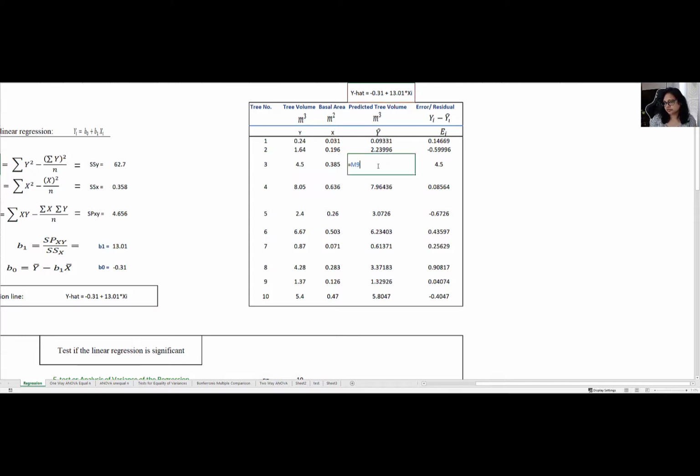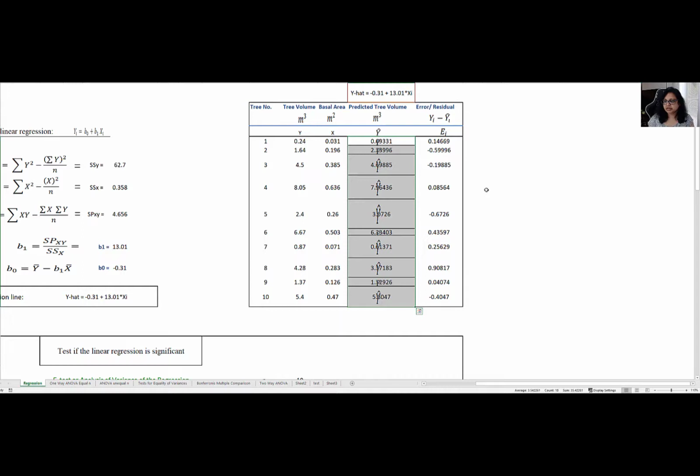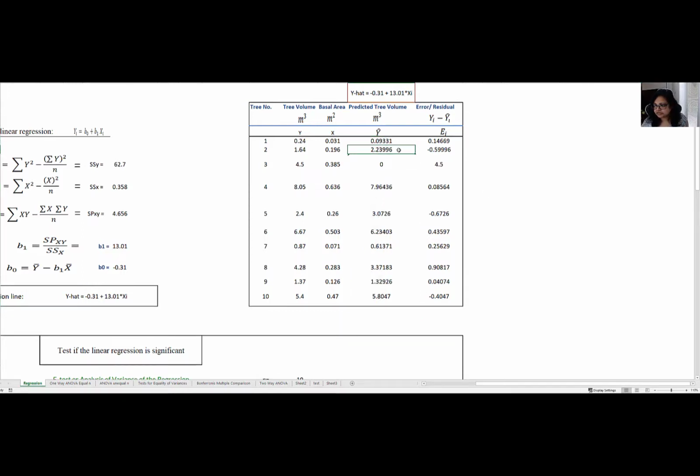And so you can see that I took, let me show. Okay, so you can see that I took the x value, and then multiplied by 13.01 and then plus 0.31. So that's how I calculated the other values. Okay, there was something wrong. So you can see for each of them I use this equation, and then I try to find what would be the predicted value.